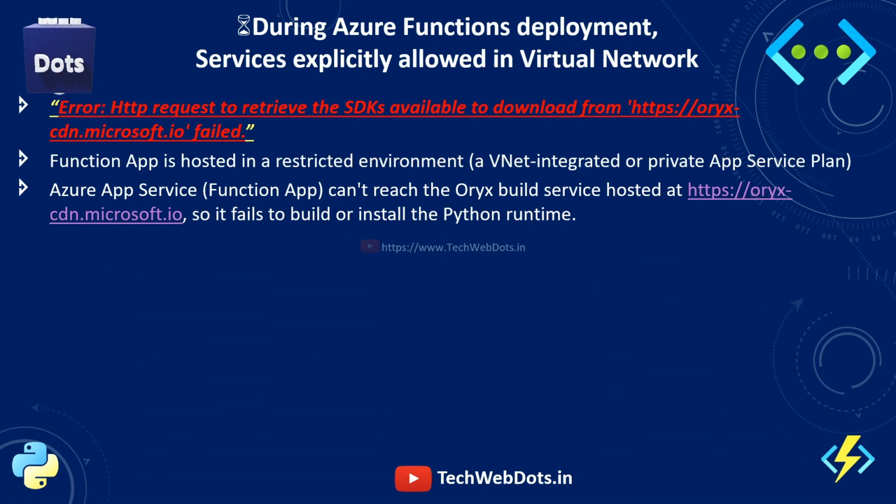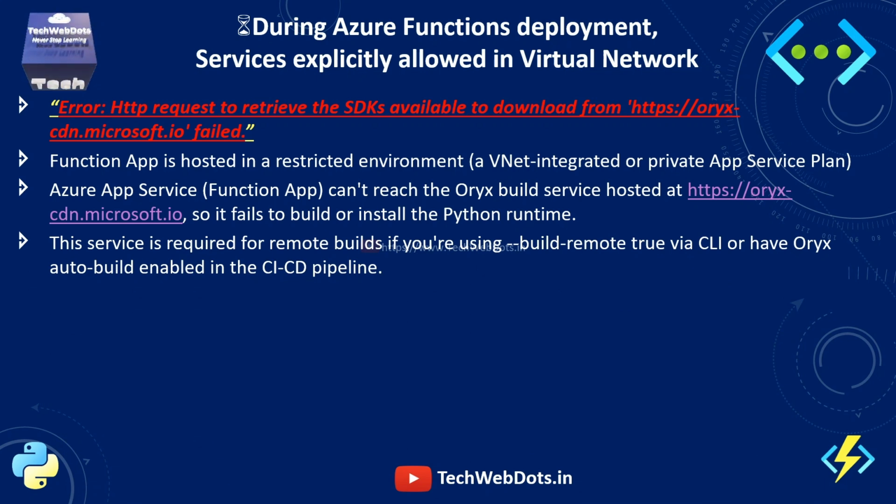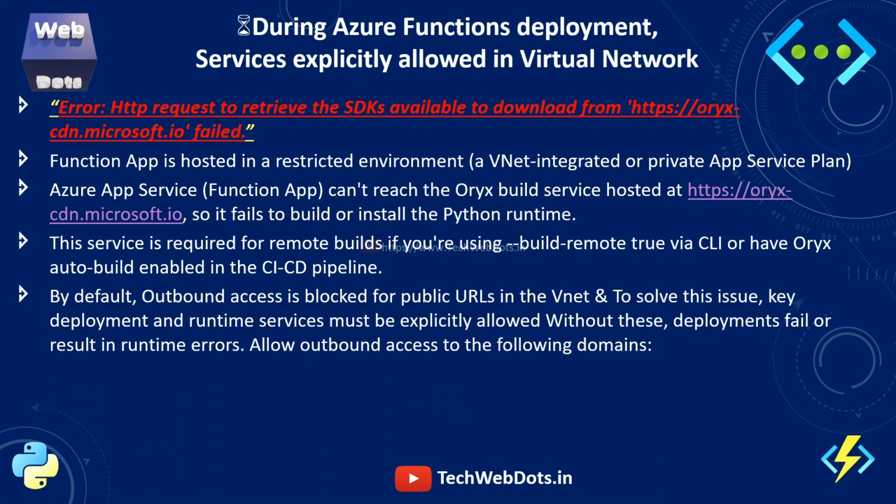The function app hosted, you can consider, is in your restricted environment, or in the virtual network, or you are using a private app service plan. This service is required when you are using a remote build, or using the remote build parameter true via CLI, or having Oryx auto build enabled in your continuous integration and continuous deployment pipeline. By default in your VNet, all the outbound access is blocked for public URLs. So to solve this issue, key deployment and runtime services must be allowed.